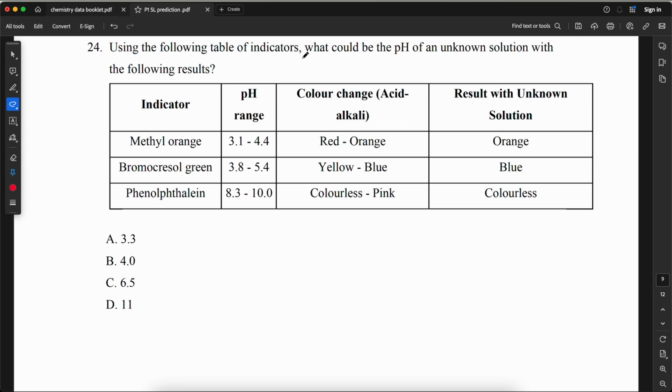Using the following table of indicators, what could be the pH of an unknown solution with the following result? Methyl orange with the pH range 3.1 to 4.4, red and orange. It gives orange color. It means pH bigger than 4.4. And for this one, it produced blue color. It means bigger than 5.4. But for this one, it gives colorless. So it means smaller than 8.3. Therefore, it's 6.5.